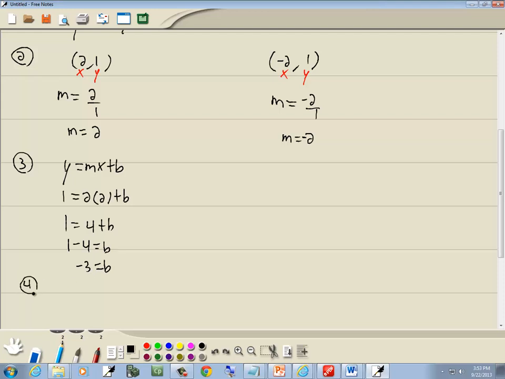Now I'm going to go ahead and do step 4 while I'm here. Step 4 is to write your answer down. So we want to plug in the m we found in step 2, which is 2, and we want to plug in the b we found in step 3, which is negative 3. So we get y is equal to 2x minus 3.